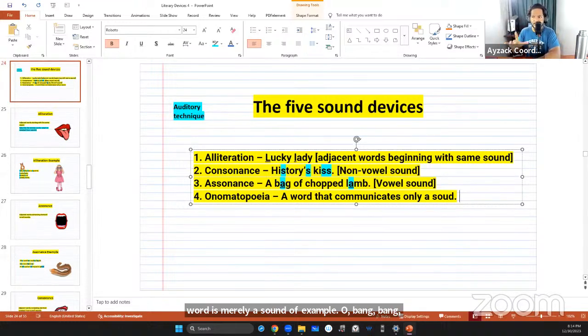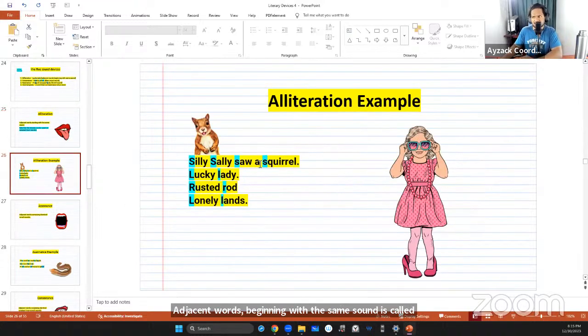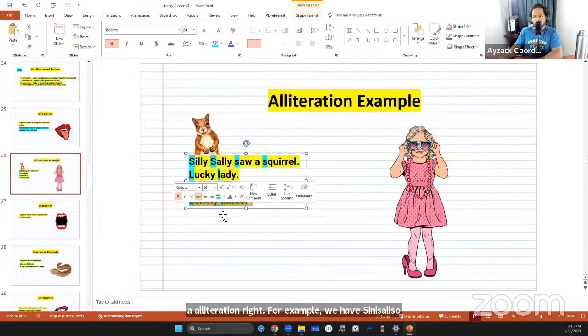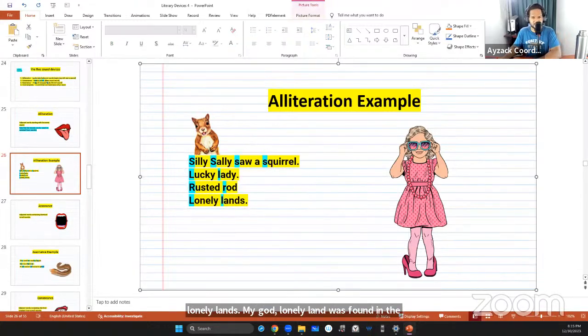Regardless, now we are talking about alliteration. Remember, alliteration is when adjacent words begin with the same sound, all right? Adjacent words beginning with the same sound is called alliteration. For example, we have Silly Sally Saw a Squirrel. We have Lucky Lady, Rusted Rod, and we have Lonely Lands. Lonely Lands was found in The Eagle, right? These are good examples of alliteration. It is adjacent words beginning with the same sound.